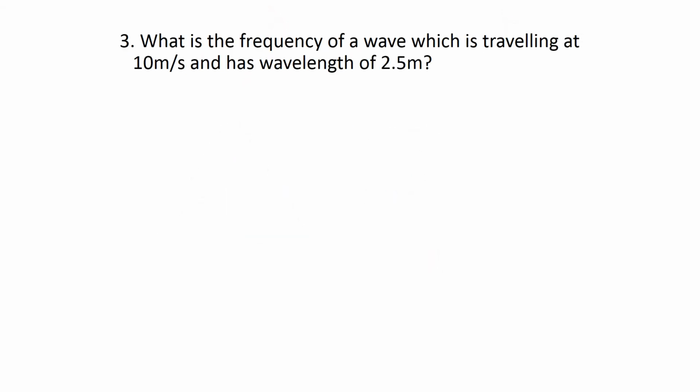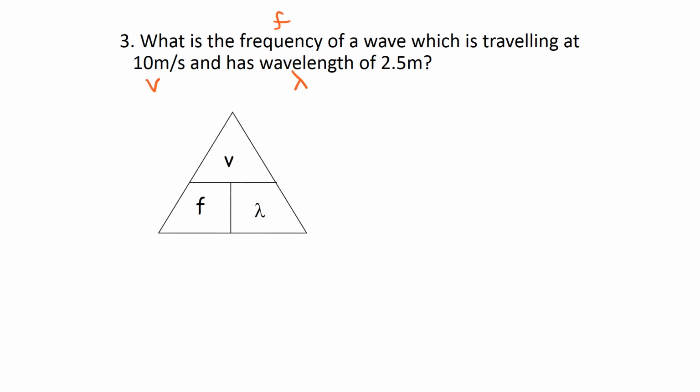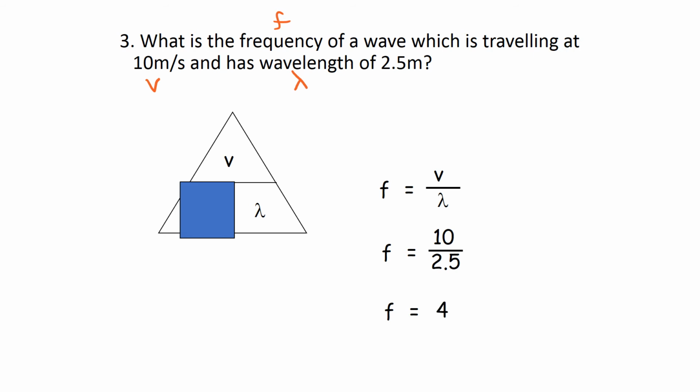Let's look at another one. What is the frequency? That's f, of a wave that is traveling at 10 meters per second. So that's speed, which has a wavelength lambda of 2.5 meters. So we need f. So we cover that up, v over lambda. We substitute in the v, which is 10, and our wavelength, which is 2.5, and we get 4 Hertz.